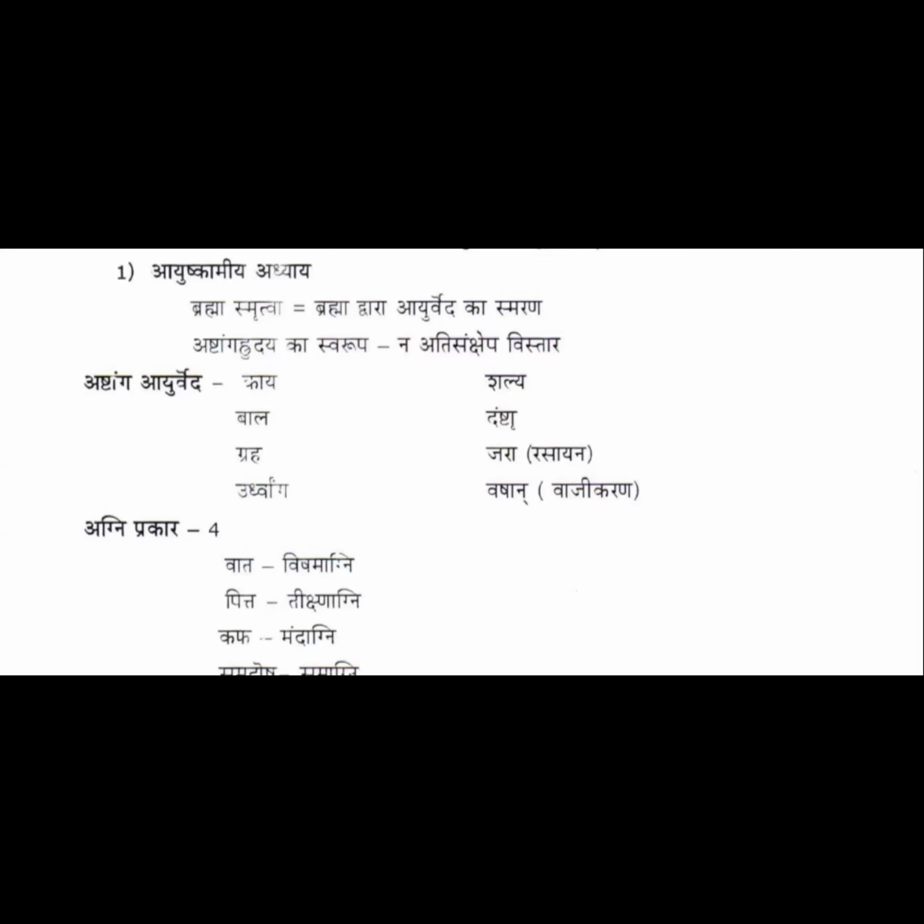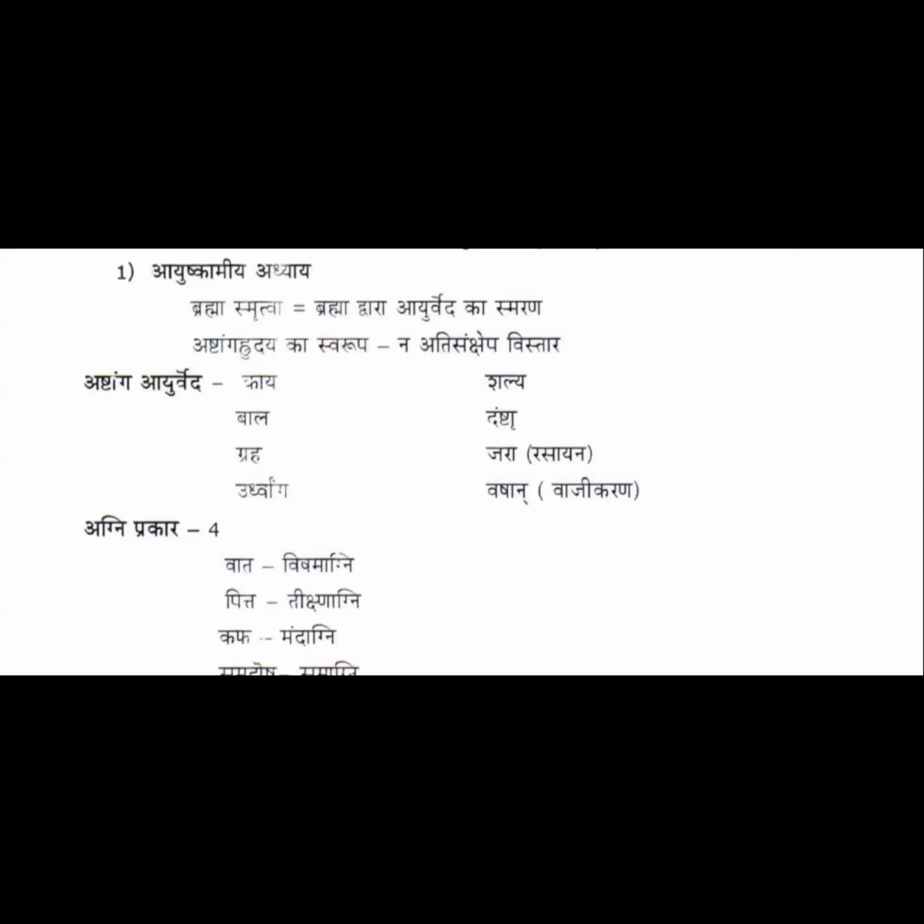Coming to the Ashtangas of Ayurveda, this is an important part: what are the different opinions of other acharyas, and what is the order which is told. According to Ashtanga Hridaya, it is kaya, bala, graha, urdhvanga, shalya, damshtra, jara and vrishan. Okay, this is the order. So almost all acharyas have told Jara and Vrisha, that is Rasayana and Vajikarana, last. Only there is a difference in the first 6.